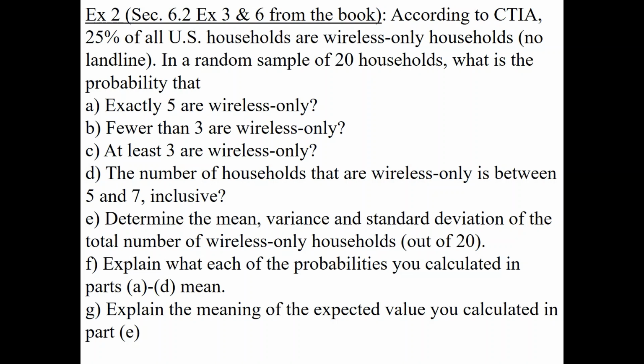Okay, here we go. According to the CTIA, 25% of all US households are wireless-only households, meaning they have no landline, they just use cell phones for their phone calls, no landline. In a random sample of 20 households, what is the probability that, and then there's a bunch of questions. Okay, so this is a binomial question, but you can't really tell until you read one of the parts. So let's just focus on the first part for now.